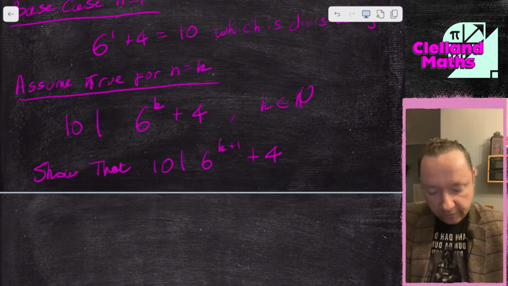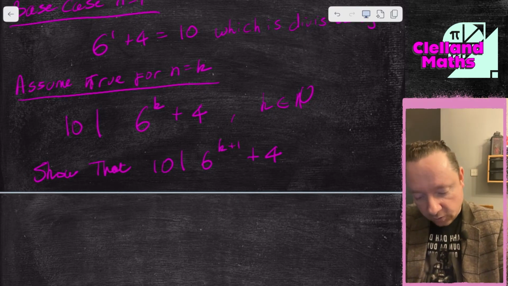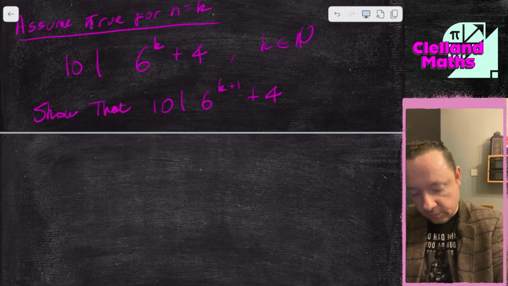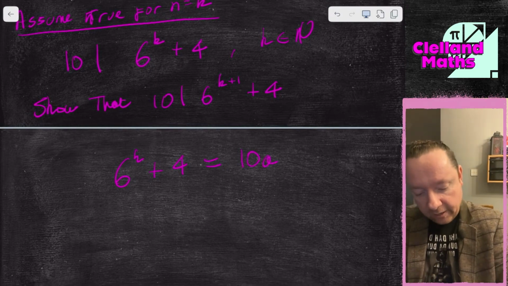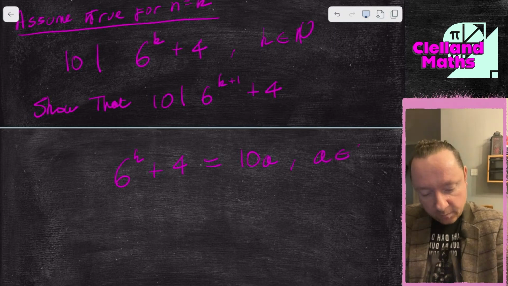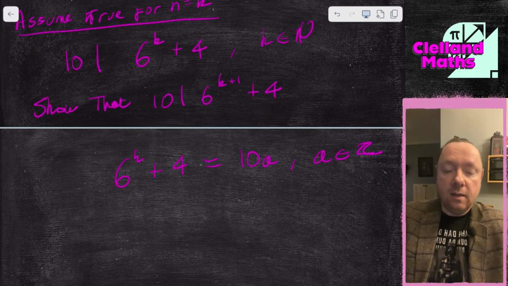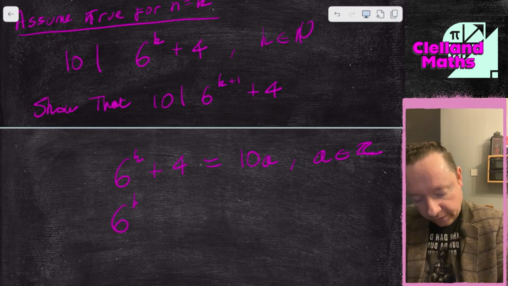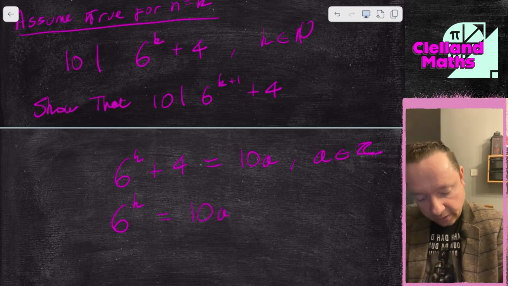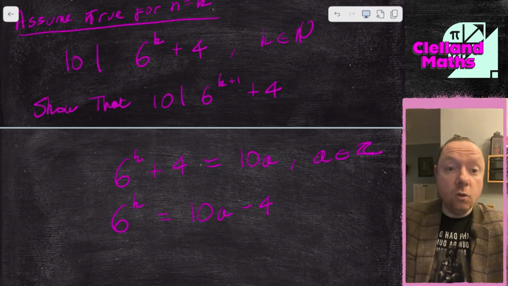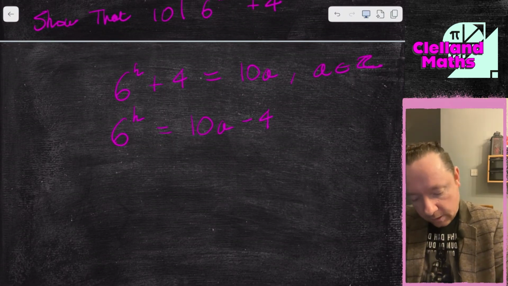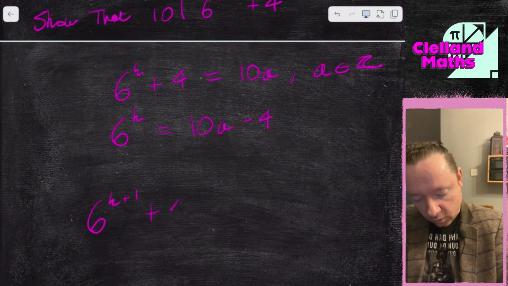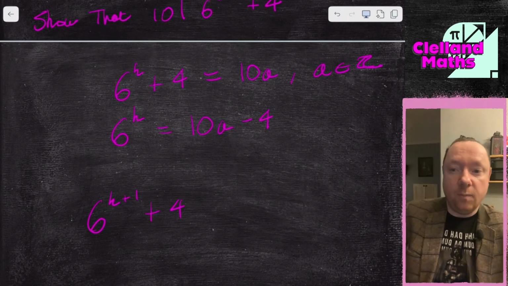So let's just look at 6 to the k plus 4 to start with. We know that's divisible by 10, so we can say it's 10 times a number. Let's say it equals 10a, for some a a member of Z. That means we can rearrange to get 6 to the k is 10a minus 4. So far, so good. So what's 6 to the k plus 1 plus 4? Well, we kind of want to get a 6 to the k out of that so we can sub it in.